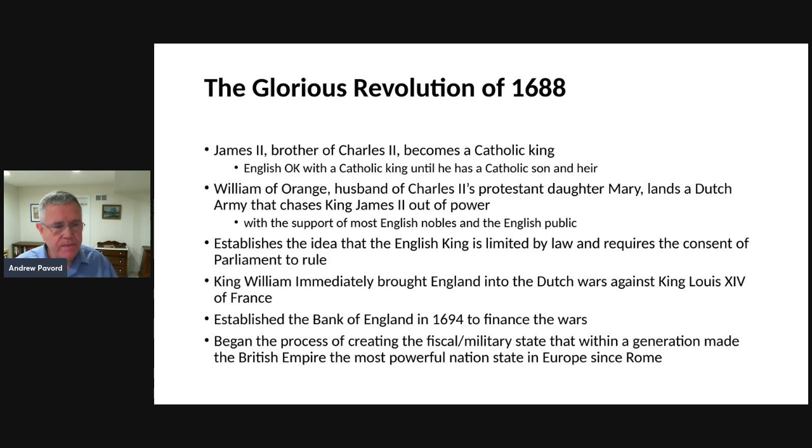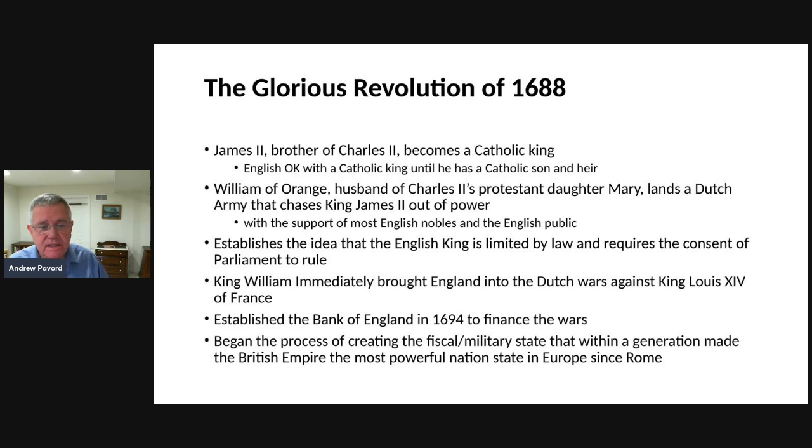So now William, who is really concerned more about the Netherlands, wants to win the war in the Netherlands and wants money. He accepts the idea that the English king is limited by law, and he accepts the idea that he needs the consent of Parliament to rule in finances. Now, he immediately brings England into the wars against Louis XIV of France, and that's his main motivation here. But he needs money to fight the war.